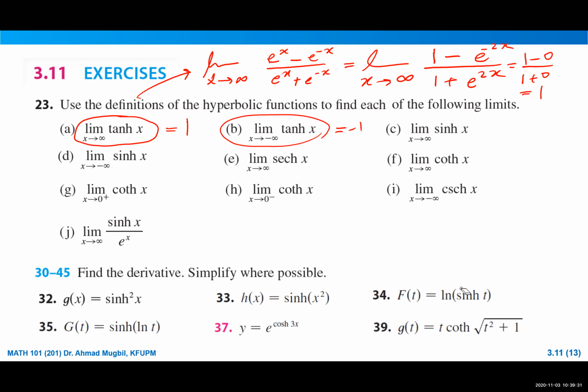Now for the derivatives, we have here like 6 derivatives. You can solve any one of them, Shabab. For example, let's solve this one. You can also simplify and then differentiate, or you can differentiate from the beginning. It's okay. So now here, what is the derivative of this one, Shabab?